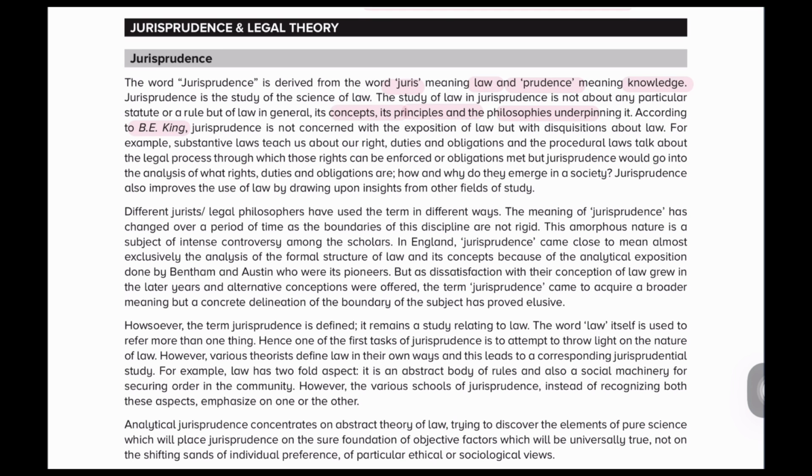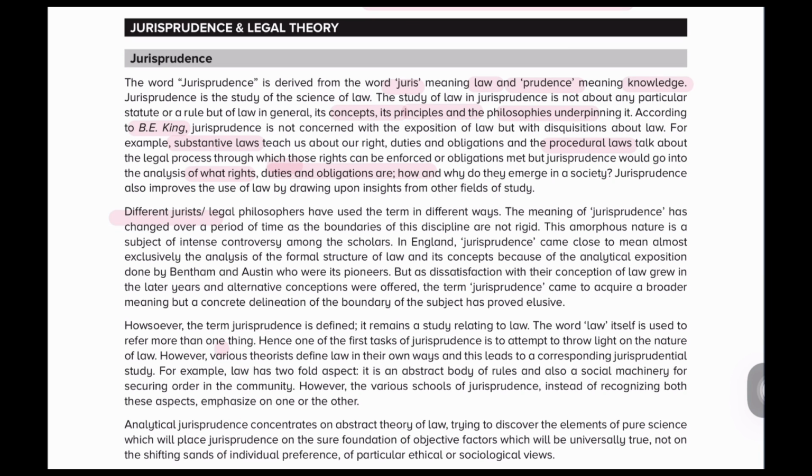According to B.E. King, jurisprudence doesn't describe what a specific law says, it discusses what law itself means, its foundations, functions, and philosophy. For example, substantive law tells us what our rights and duties are, like the IPC. Procedural law tells us how to enforce them. So jurisprudence asks deeper questions like what is a right, why do societies create legal duties, and different jurists have explained definitions differently.